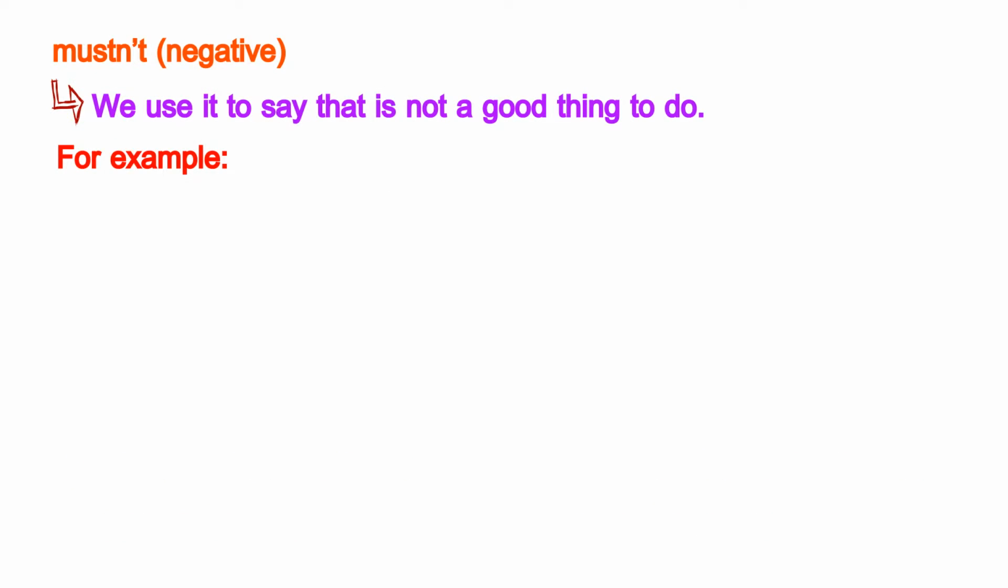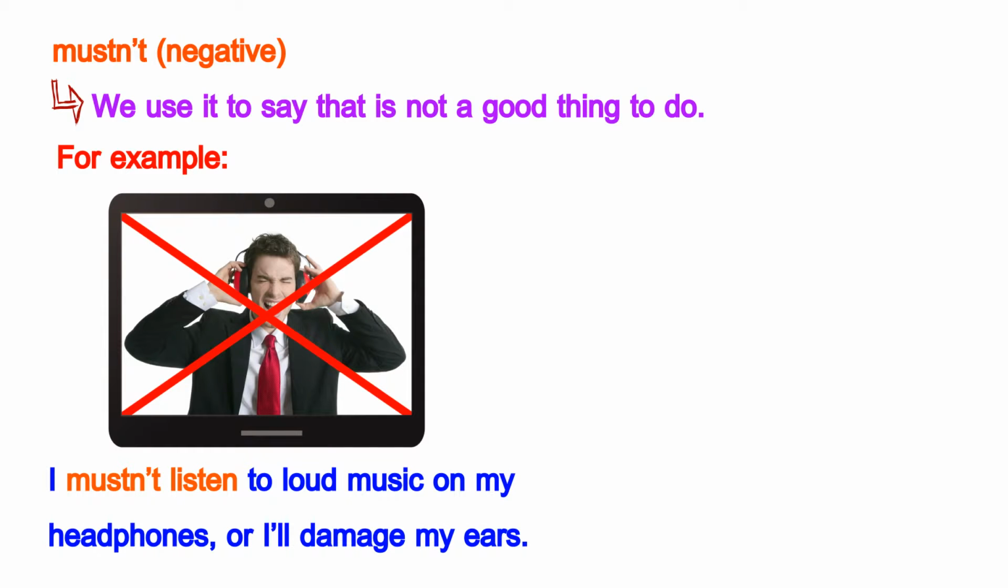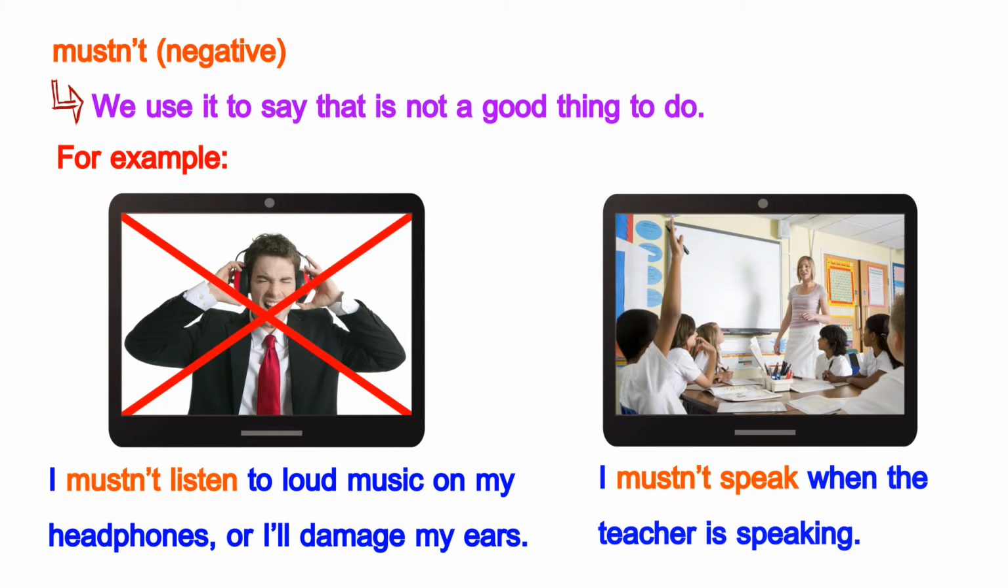Also, when we use mustn't in the negative form, we use it to say that it's not a good thing to do. For example, I mustn't listen to loud music on my headphones or I will damage my ears. Or I mustn't speak when the teacher is speaking.